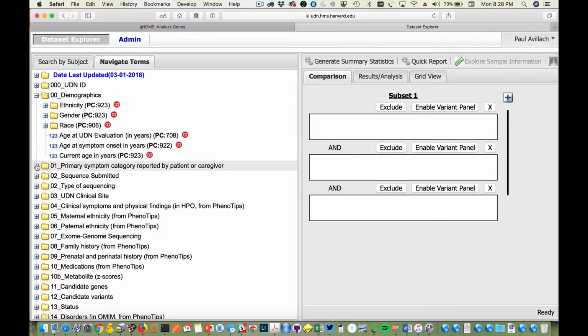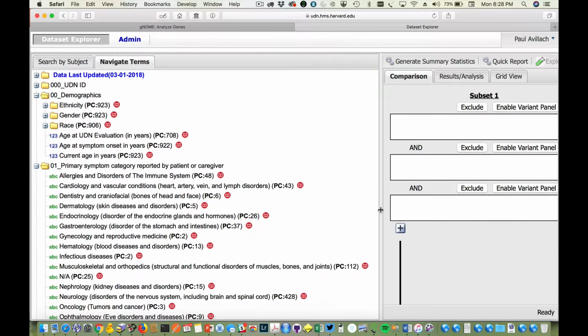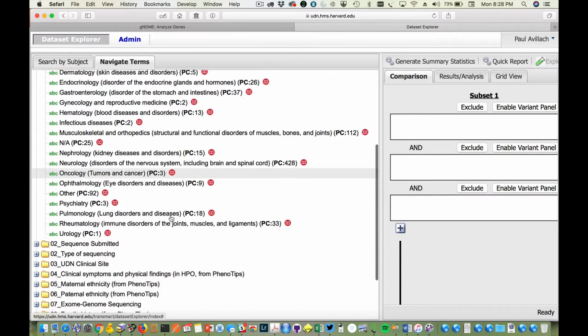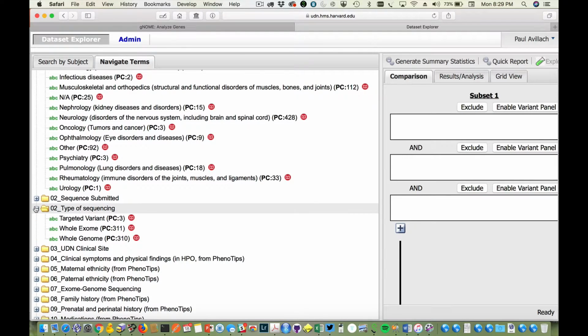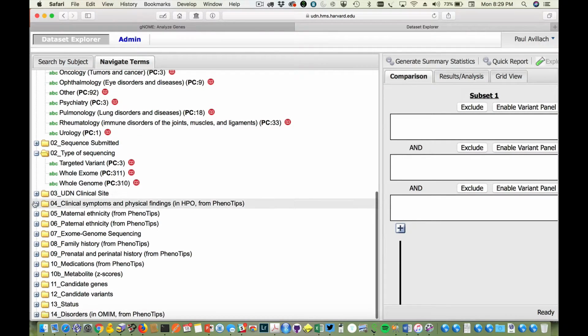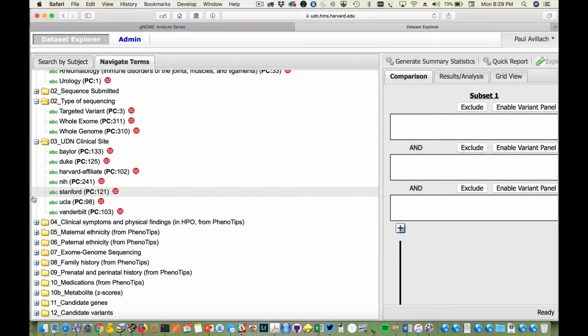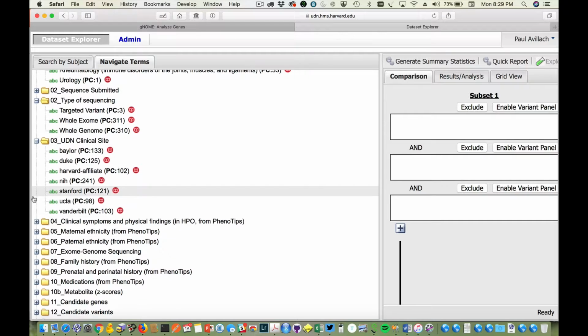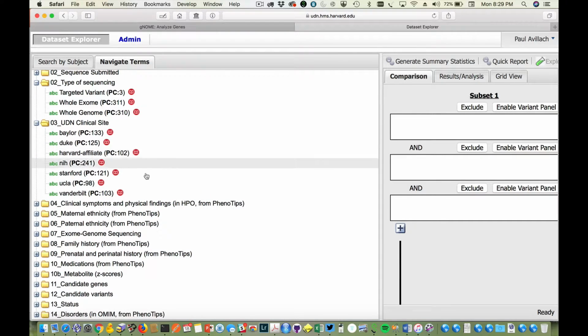I can explore the primary symptoms reported by the patient's caregiver. Well, there are 43 patients, for example, with a cardiovascular or vascular condition. Or I can look at the sequencing that has been submitted, the type of sequencing submitted from all the different UDN clinical sites. So each yellow folder represents one layer of the pancake in this patient-centric information commons.